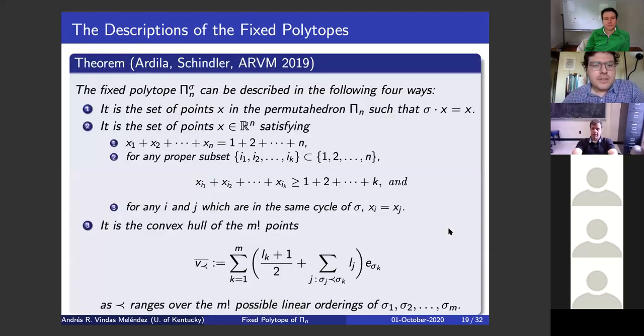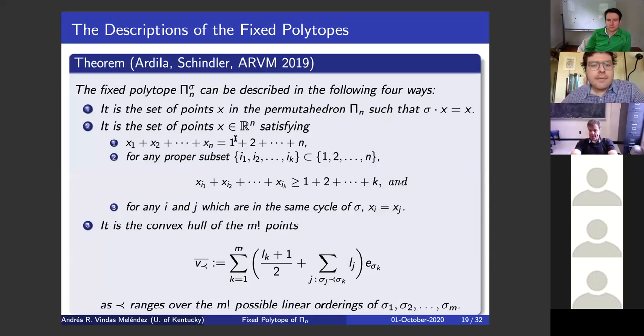And so this is our theorem. I described to you what the standard permutahedron looks like, and here we're describing what the fixed polytopes look like. So here are 4 different ways to describe the permutahedron. Again, the first one is following Stapledon's description: it's all the points that are fixed by the action sigma.